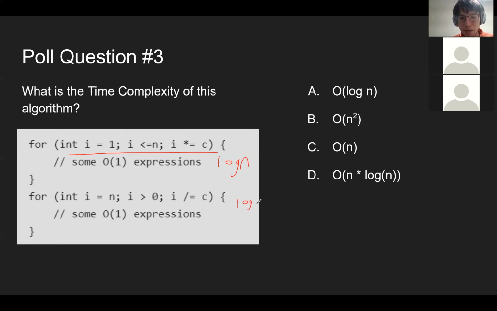And again, it's going to be log base c of n, but we don't worry about the base. So we have O of 2 log n, because we add them up, right? And for 2 log n, we drop the constant term up front, and we're just left with O of log n. Cool.